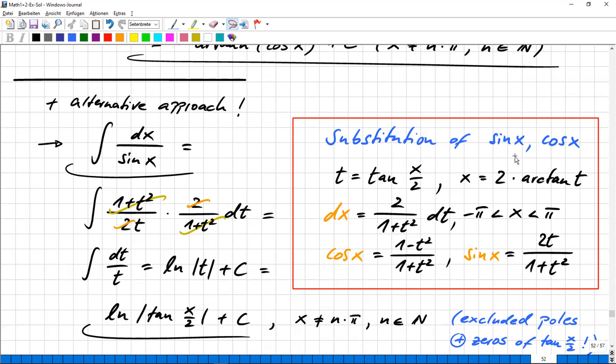It's surprising that this substitution works, where t, I call it t just for fun, it could be u or v, however you call it, the new variable t equals the tangent of x over 2. It's easy to isolate x here if you want. x is then equal to 2 times the arctangent of t.